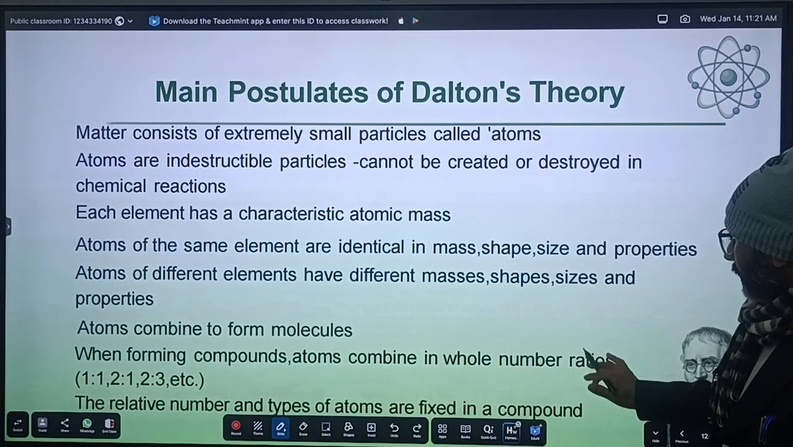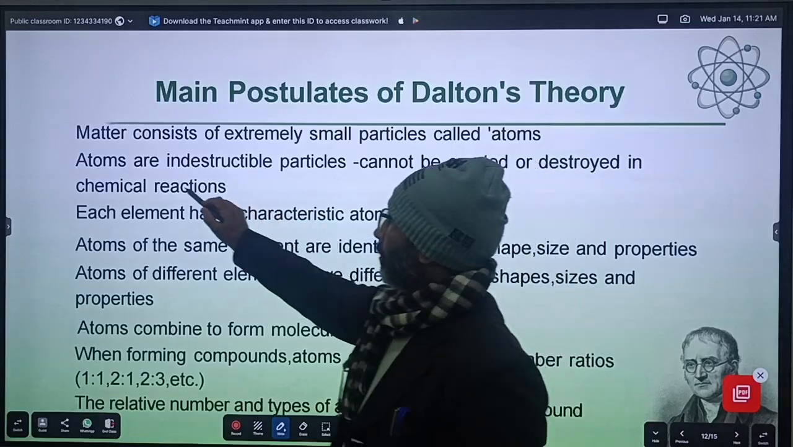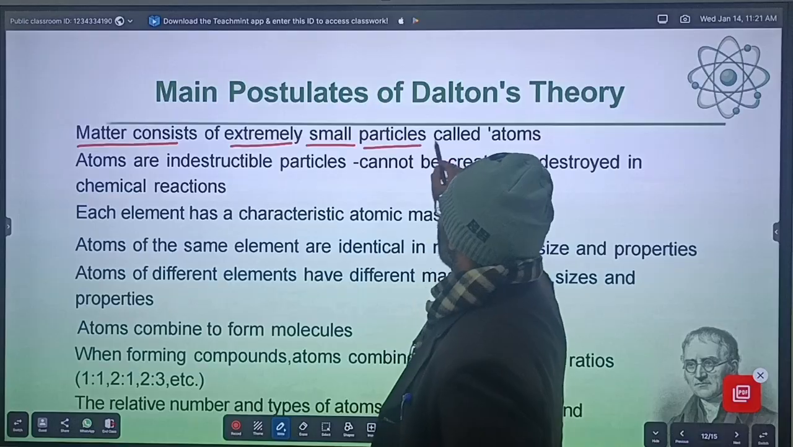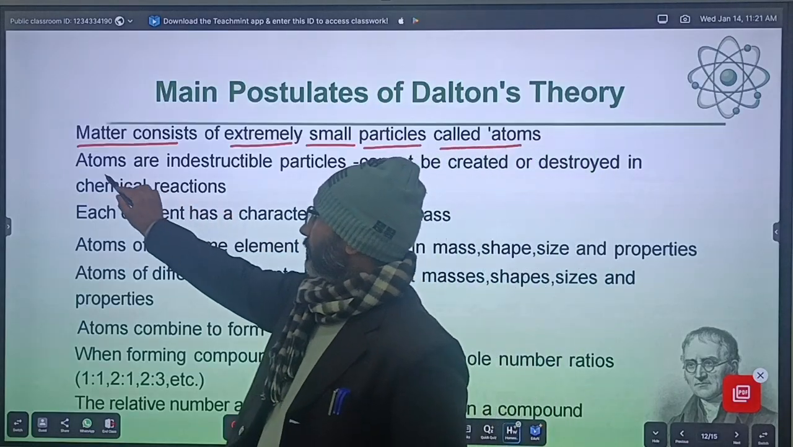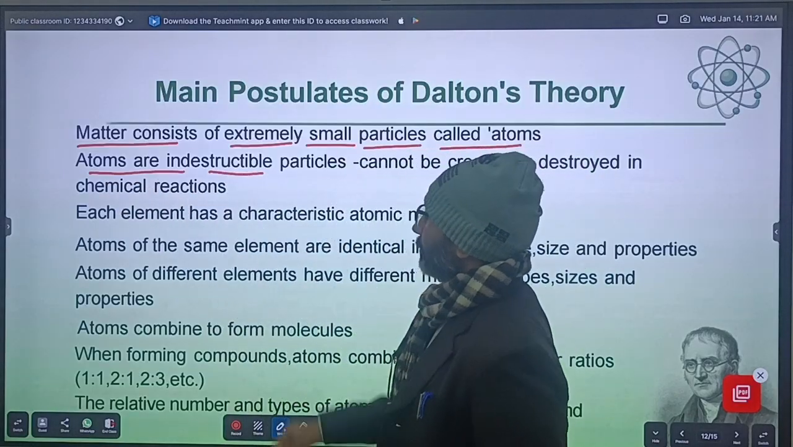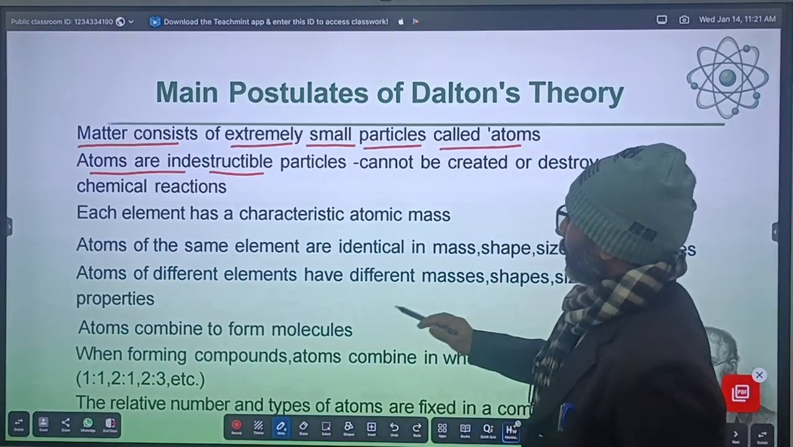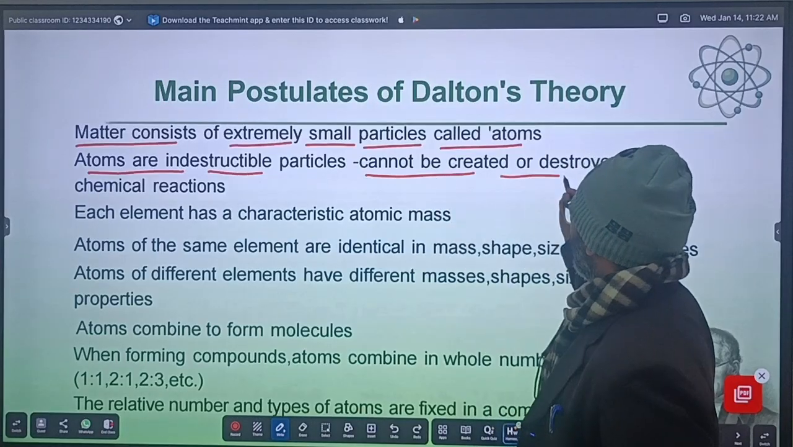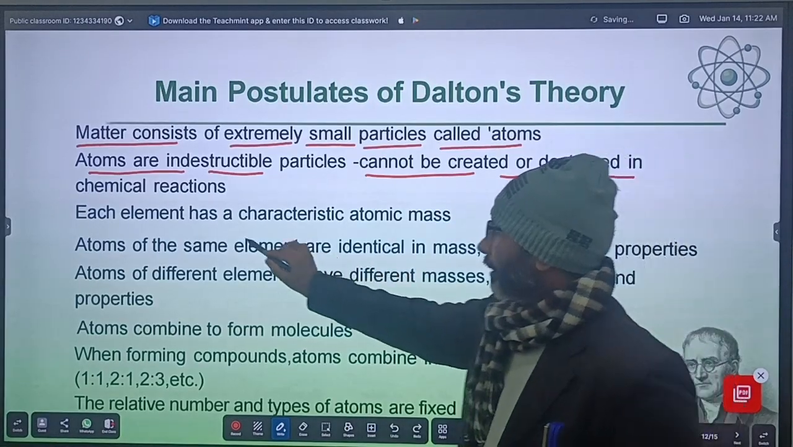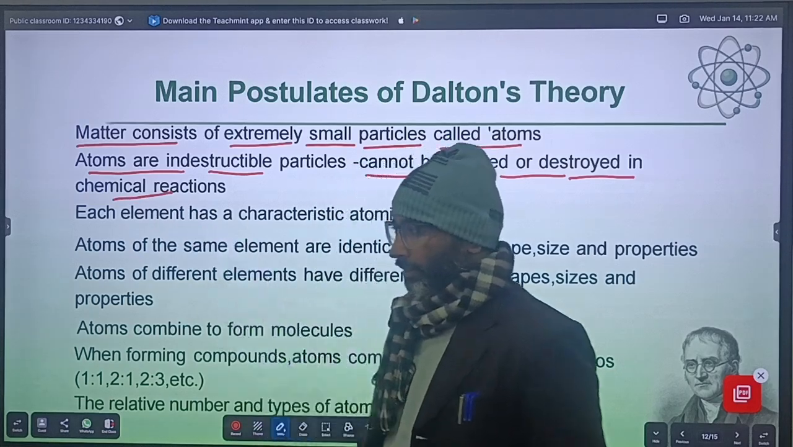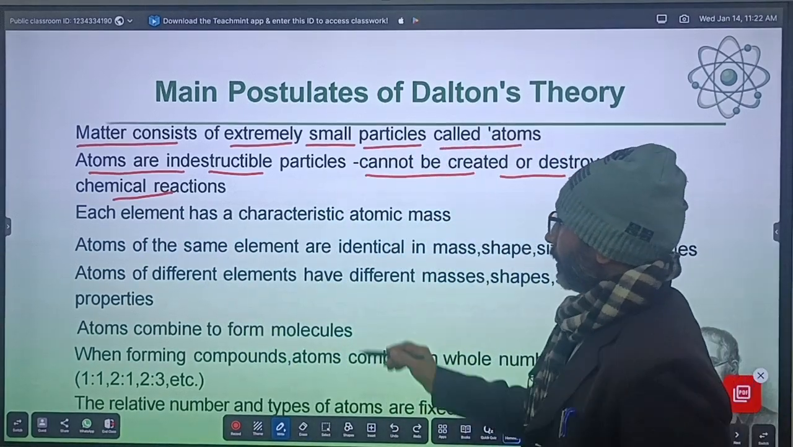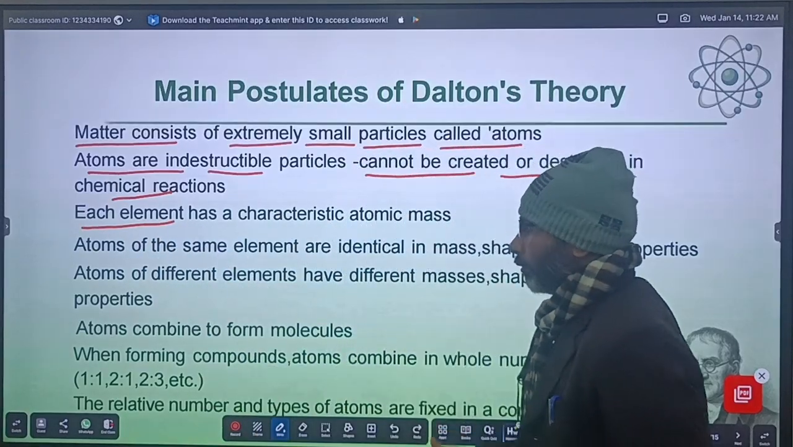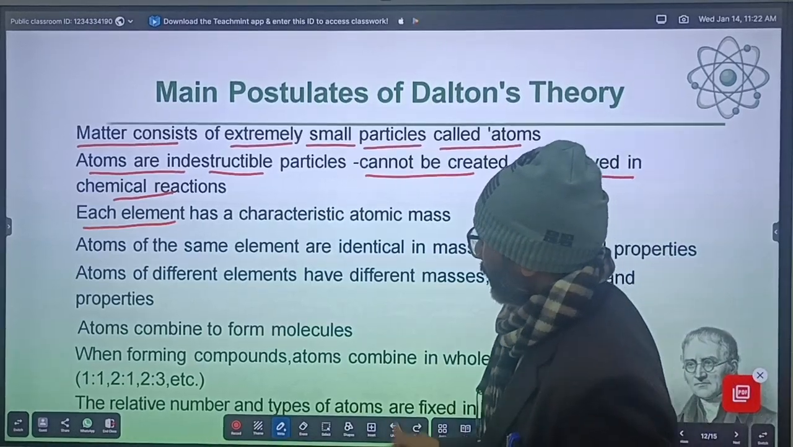Main postulates of the Dalton atomic theory. First postulate: matter consists of extremely small particles called atoms, and atoms are indestructible, meaning they cannot be created or destroyed in a chemical reaction. Destroyed means lost. Each element, for example hydrogen, oxygen, may be either metal or non-metal.